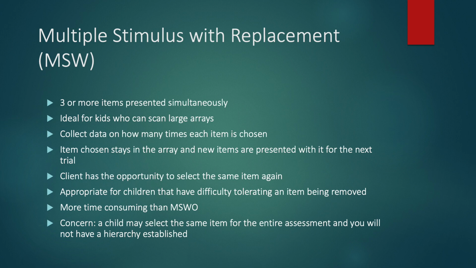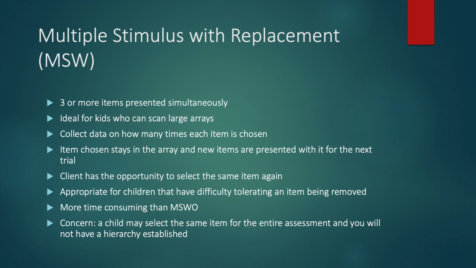Now the distinction is between a multiple stimulus with replacement of items, or a multiple stimulus without replacement of items. So that's really the key distinction that you're going to have to make. I'll go over the multiple stimulus with replacement first, and then we'll touch on the multiple stimulus without replacement in a later slide. For the multiple stimulus with replacement, we set up our array of items. The client is going to make a choice from those specific items available to them. We're going to jot down on our data sheet what choice they made.